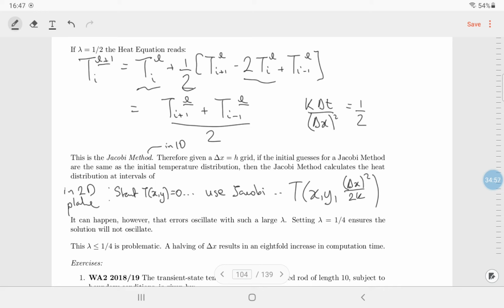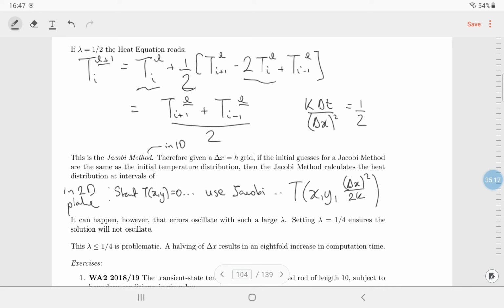It can happen, however, that errors oscillate with such a large lambda, because this is lambda equal to half. So what that means is your temperatures might show waves in your solutions, so you get all weird stuff that isn't accurate. Even though they're approximating something, they're not doing it very accurately.